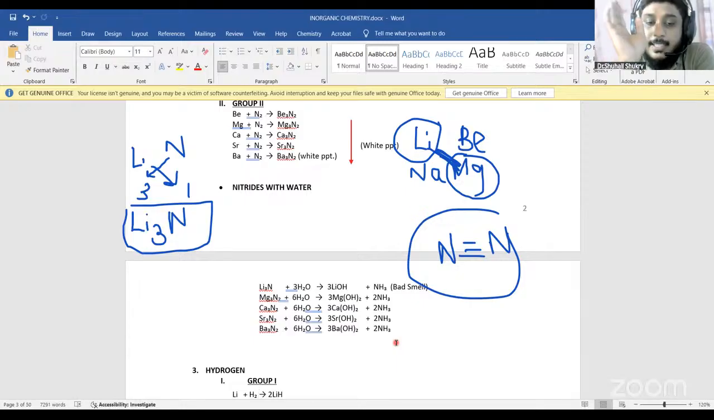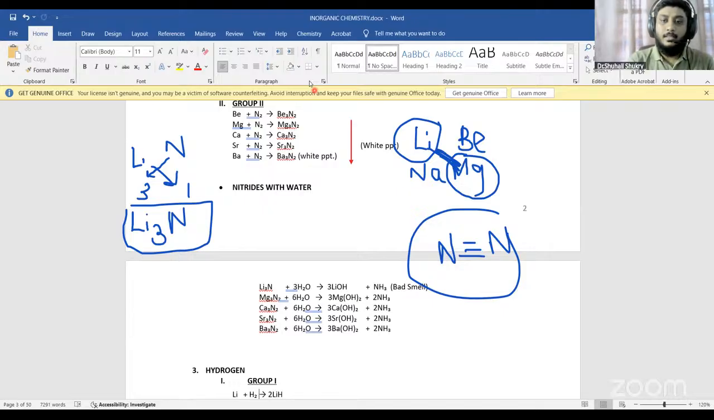Now, is it clear? Did you understand how the nitrides react? Sir, what about beryllium? Beryllium is also the same thing. Whoever makes the nitrides, all are the same. They react with water in the same way. Clear? Yes, sir. Nice, well done.